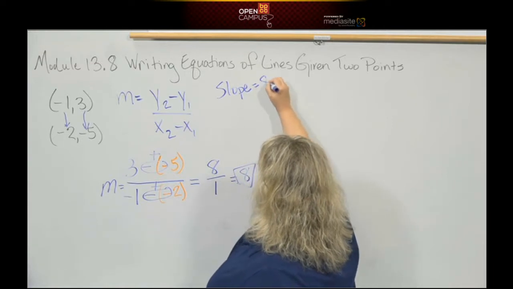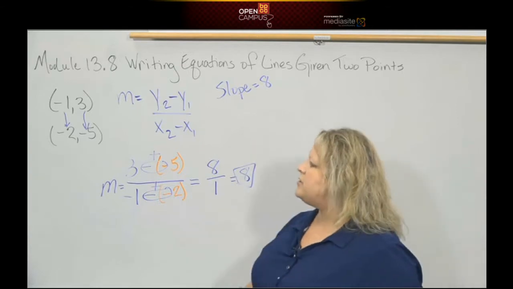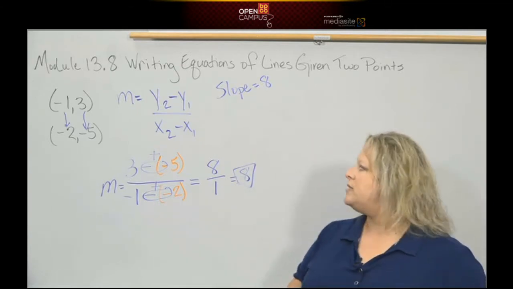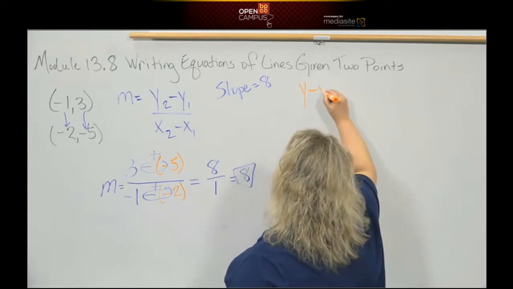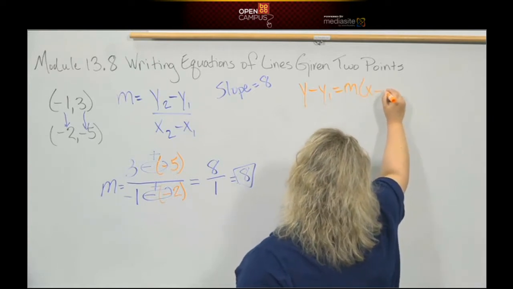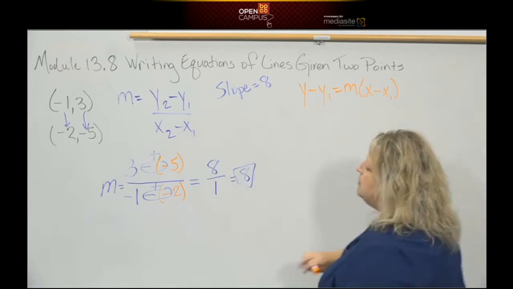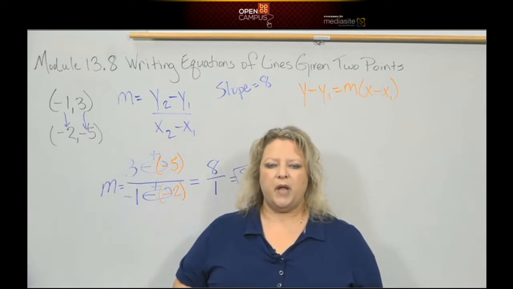Yay. Okay? So now that you have your slope, the next thing that we have to do is point slope form. Remember what point slope form is. Y minus y1 is equal to m times x minus x1. So I need an ordered pair, x1, y1. Well, I've got two sets of ordered pairs over here. Does it matter which ordered pair I use?